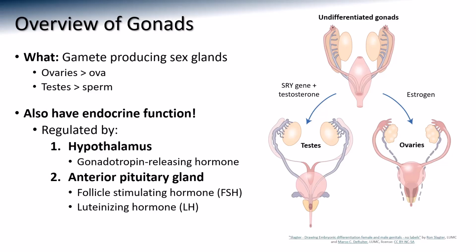And like many of the large endocrine glands that we've talked about already, these are going to be regulated by the hypothalamus and anterior pituitary pathway. In this case, our releasing hormone is going to be gonadotropin releasing hormone, and that will tell the anterior pituitary gland to release two tropic hormones: follicle stimulating hormone, or FSH, and luteinizing hormone, or LH. I want to emphasize here that these are both released whether an individual has ovaries or testes. It's not like one is for ovaries, one is for testes. Both stimulate both sets of gonads.